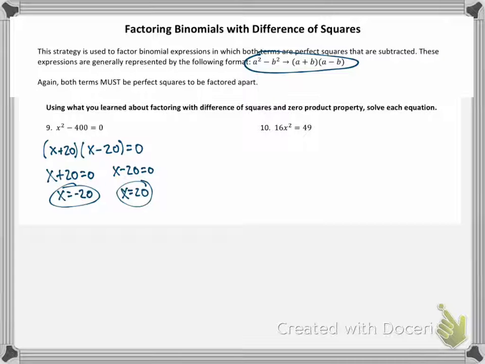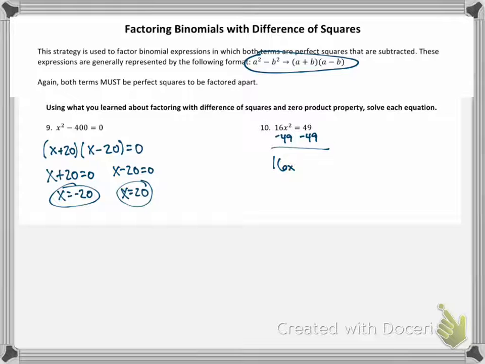Number 10, we see it's not equal to 0. It's equal to 49. I don't want that. Just like with the other times that we've had to solve, if it's not equal to 0, you've got to make it equal to 0. We want to make sure that the x squared term stays positive because it'll make it easier, again, to factor apart. So we're going to go ahead and subtract the 49.